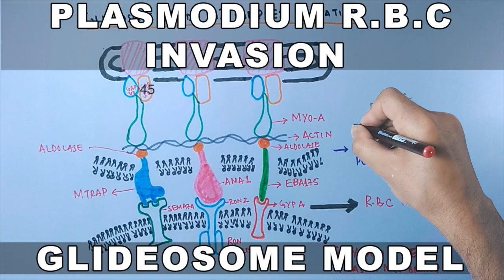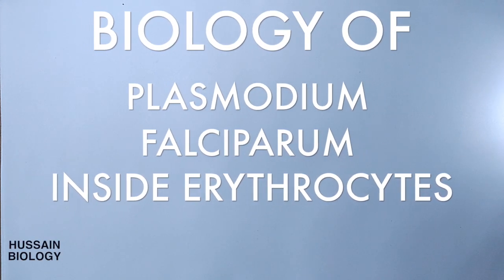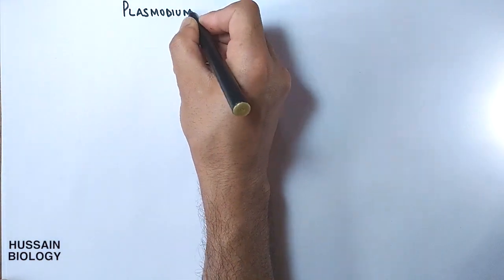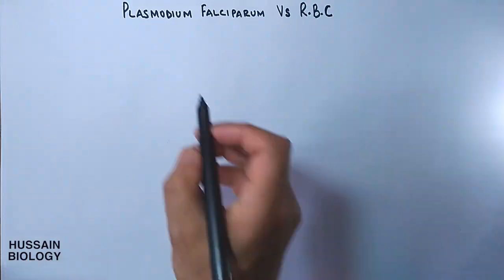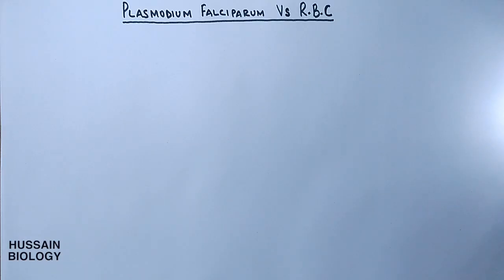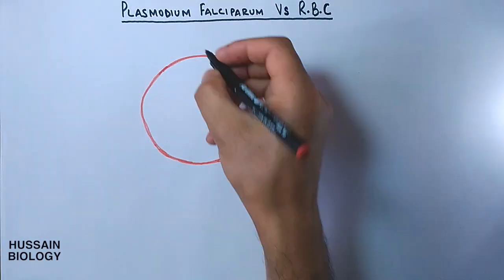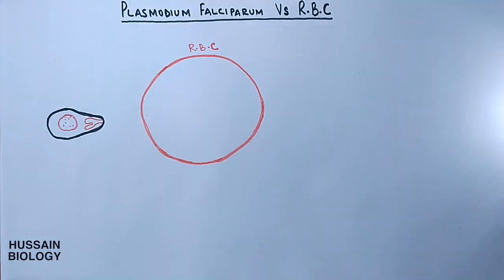In the previous video, we discussed the invasion of Plasmodium falciparum into RBCs. Now in this video, we will be discussing the molecular biology of Plasmodium falciparum inside the erythrocytes, how Plasmodium functions inside the host erythrocytes. We have an erythrocyte on the right and a Plasmodium falciparum in the blood circulation.